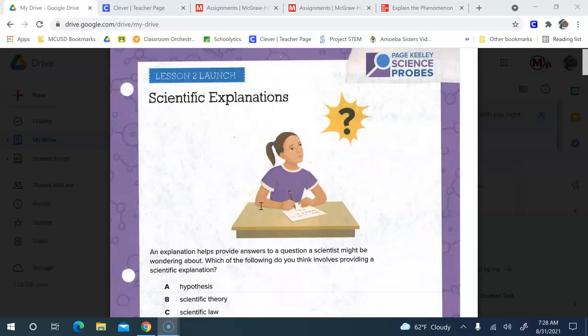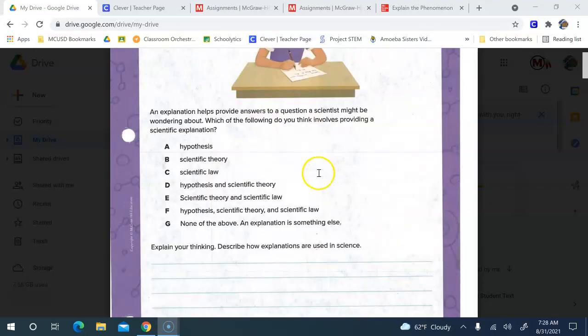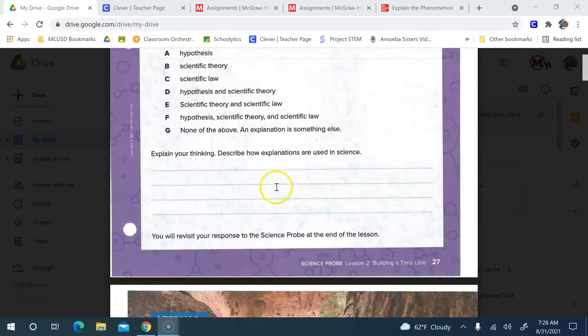Today we're starting lesson 2. We will be starting on page 27. So this is asking about scientific explanations. So you're going to read the question. You're going to choose which one do you think involves providing a scientific explanation. And then you're going to explain your thinking, describing how explanations are used in science.